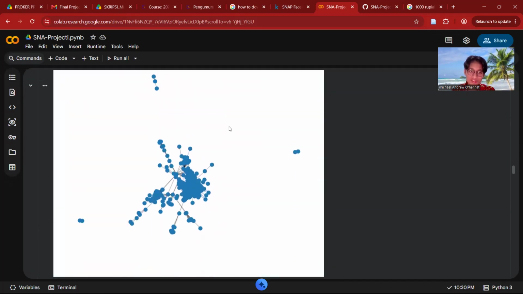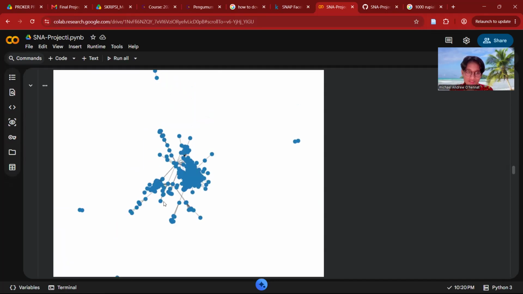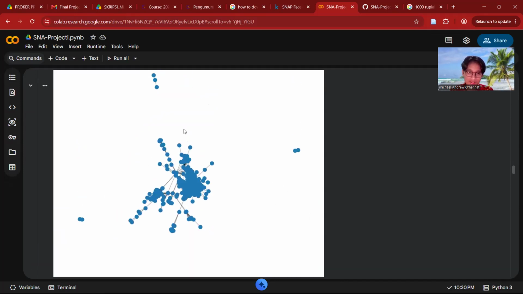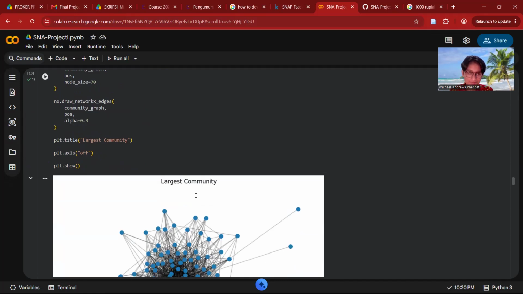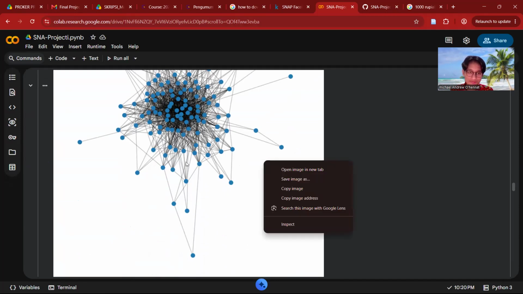This is the Facebook ego, like Mr. Aji explained in class. This is the ego, or we can say the society in need of ego number 0. This is the other group, and this is the near of the ego number 0. That's correct. This is the graph for the largest community.